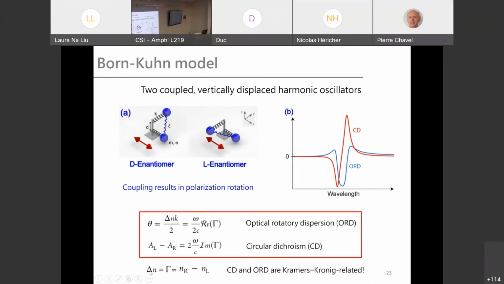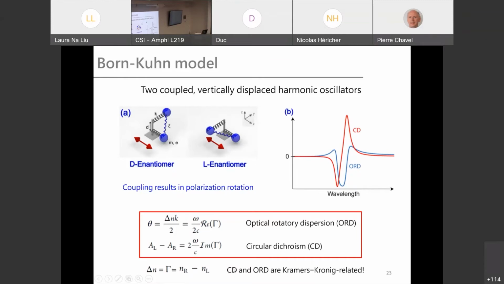So gamma is equal to delta n. Delta n is the difference between the effective refractive index of the right-handed light interacting with the object, and the left-handed refractive index when the object interacts with the left-handed circularly polarized light. So the CD result depends on the imaginary part of gamma.